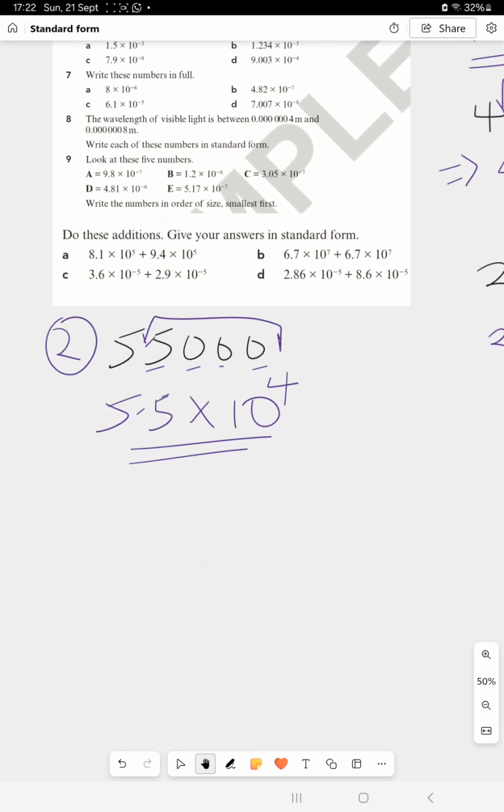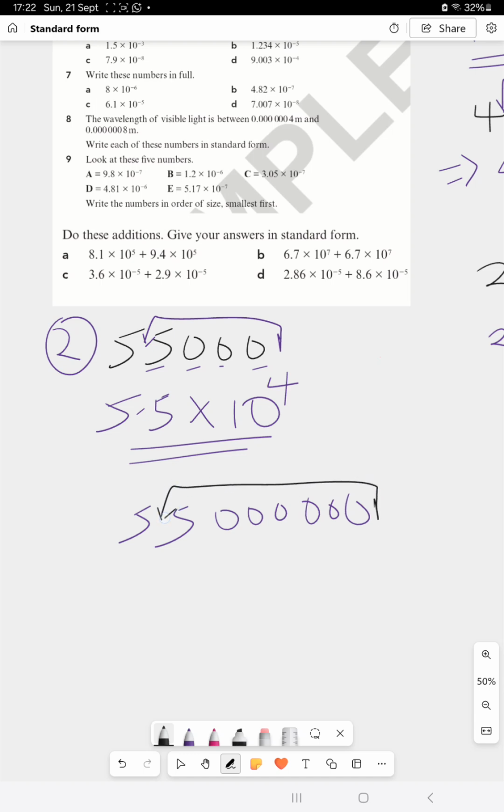55 million. Second one is 55 million. Very fast. Again, we shift this decimal from this point all the way to there. And it becomes very easy now. So we quickly say it is 5.5 times 10 raised to 1, 2, 3, 4, 5, 6, 7. Power 7. Then we go to the other one.